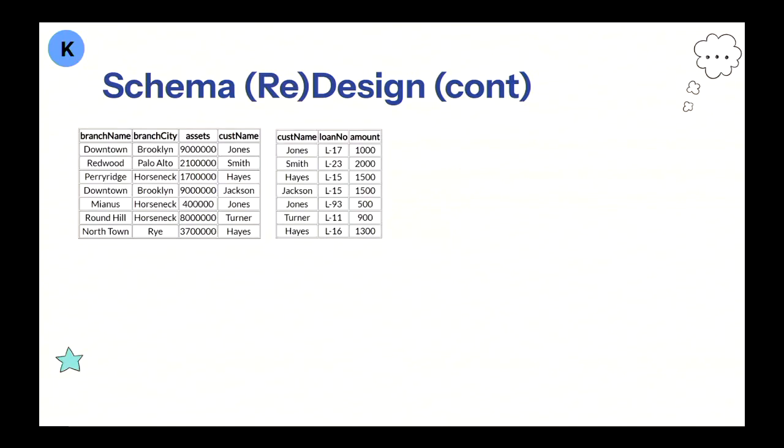However, this one is still not ideal. It doesn't fall into any normal form. It doesn't fall into BC normal form or third normal form. Let's see why. So remember, we have three properties.